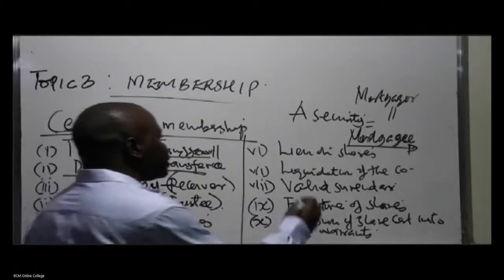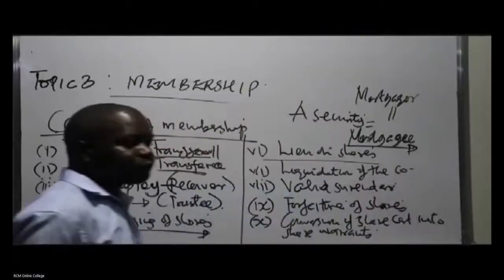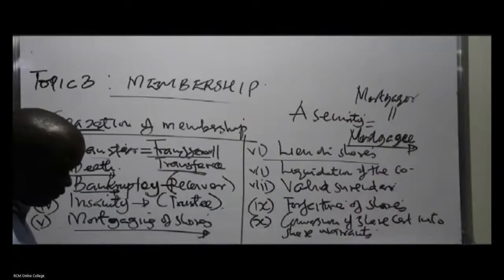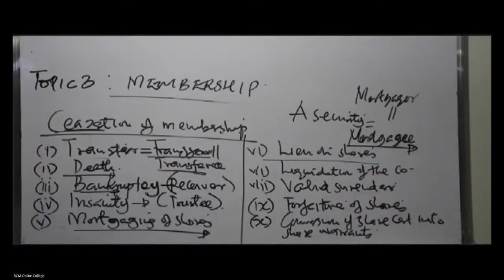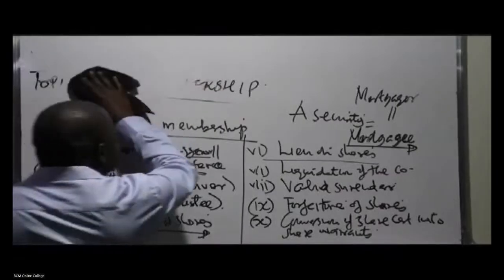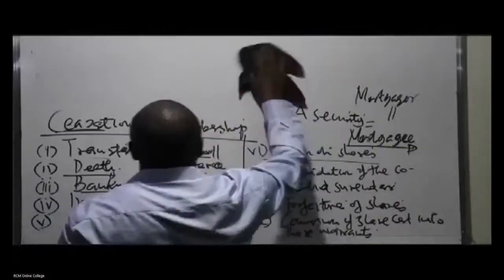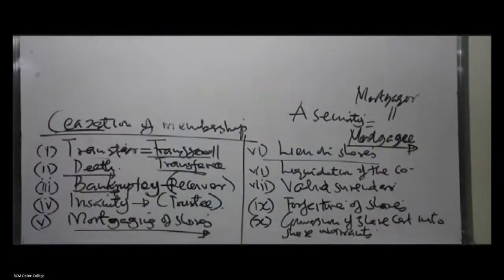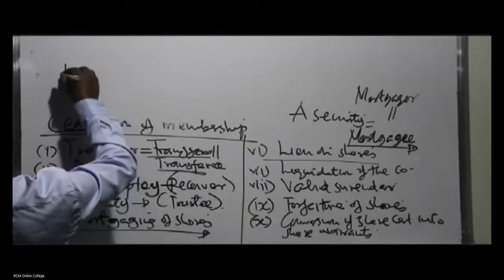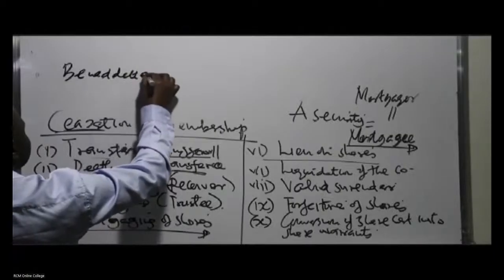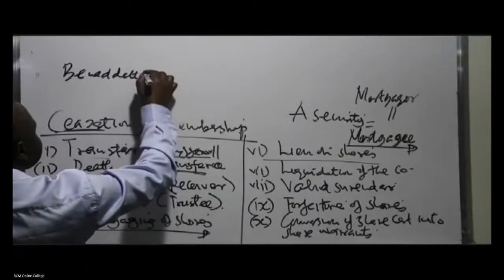Then we have lien on shares. When you talk about lien on shares, we have this friend of ours known as Benedict. Benedict is a very aggressive person. This Benedict operates one of the best restaurants.